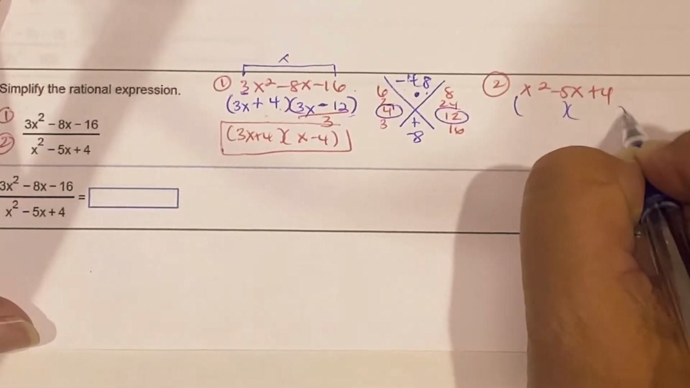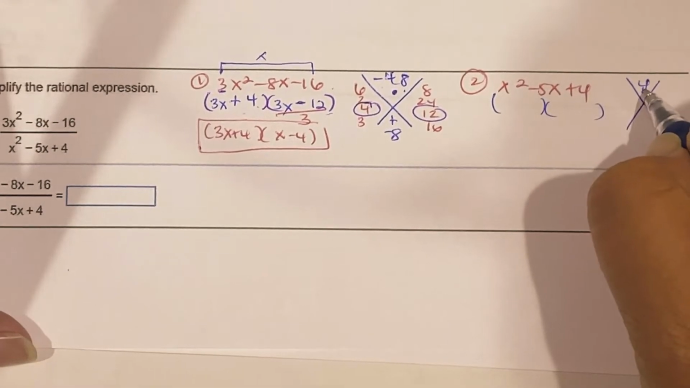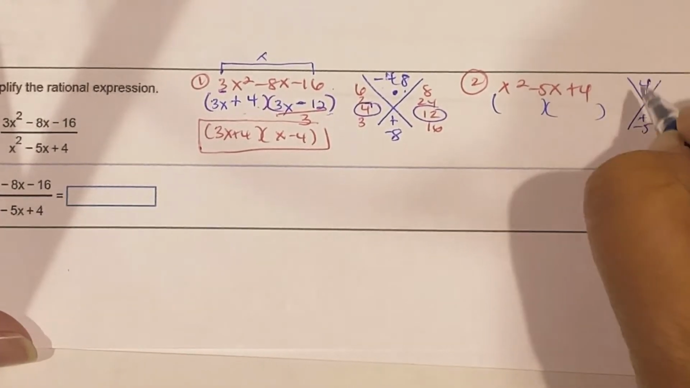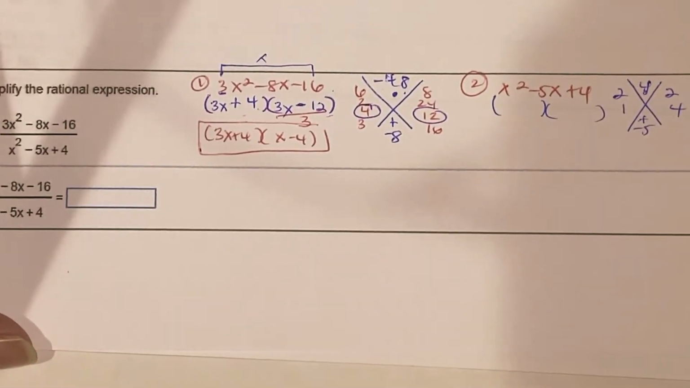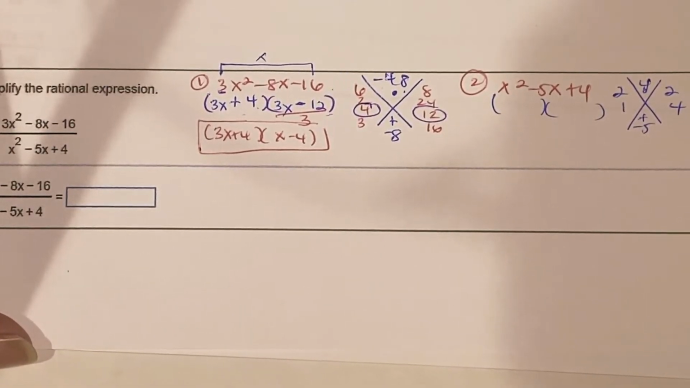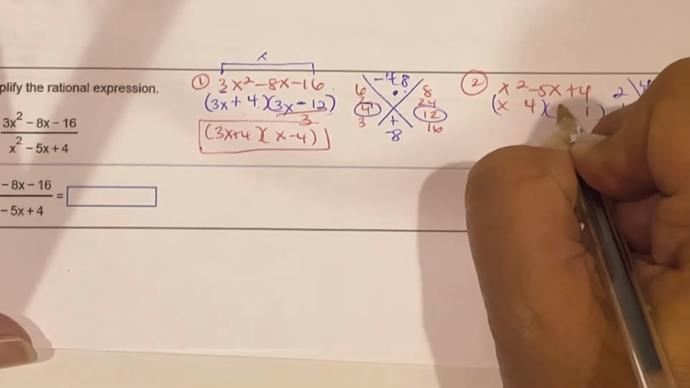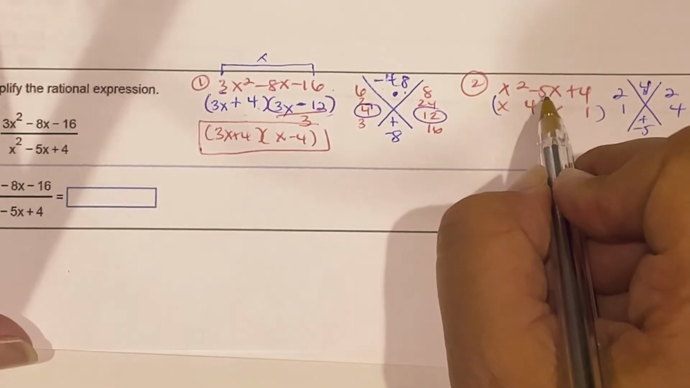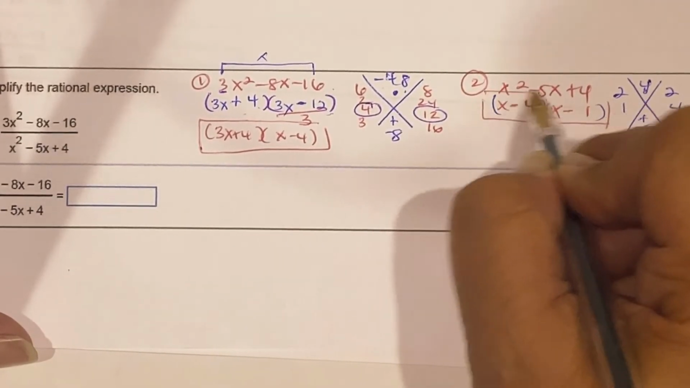So you're going to go numbers that multiply to 4 that add to -5. Well, we have 2 and 2, 1 and 4. 2 plus 2 gives you 4, 1 plus 4 gives you 5. So I'm going to use a 4 and a 1. In order for them to be -5, they have to both be negative. So there's my second one factored.